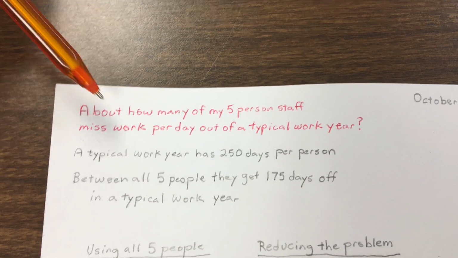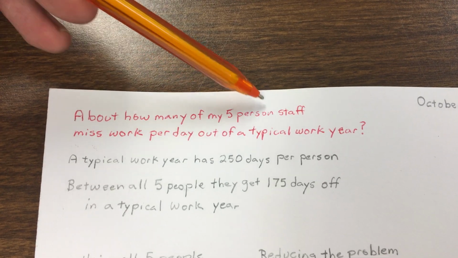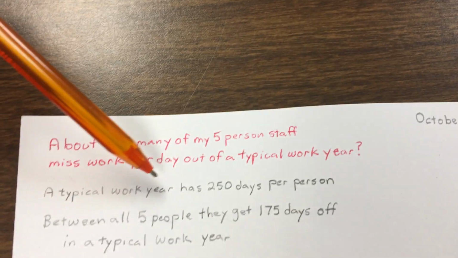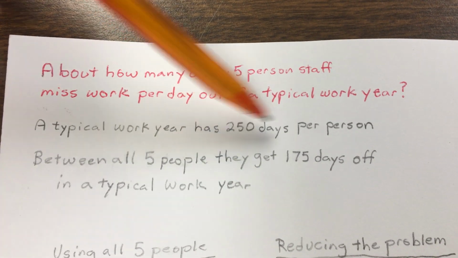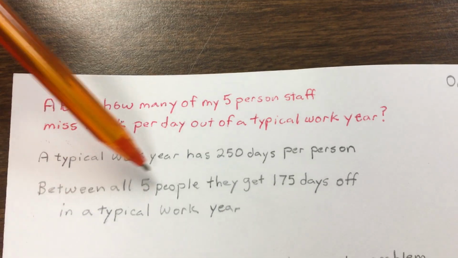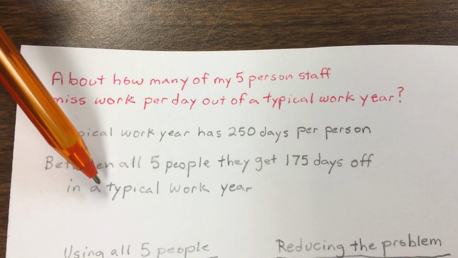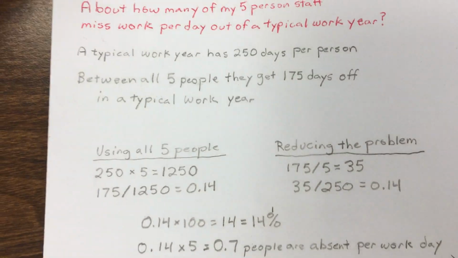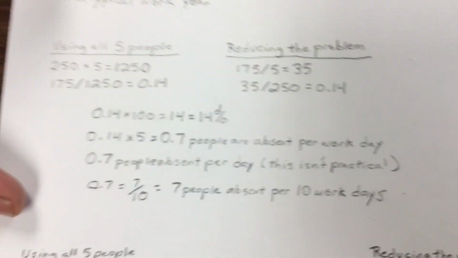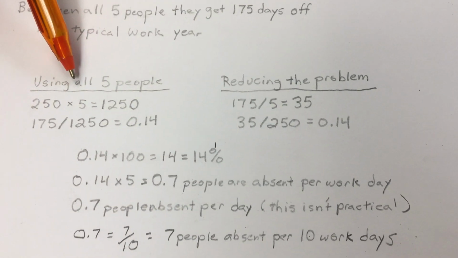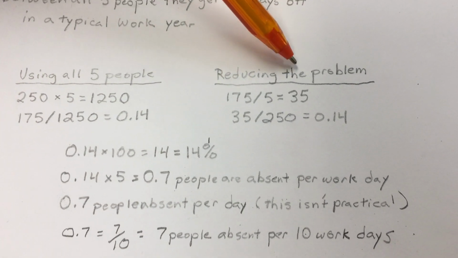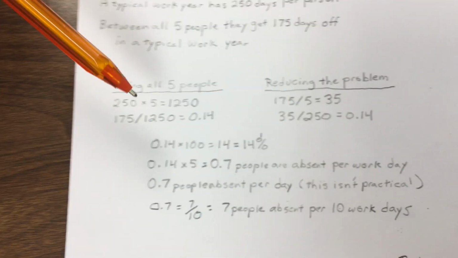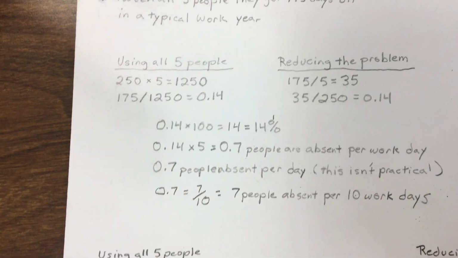Here was a question about how many of my 5-person staff miss work per day out of a typical work year. The typical work year in this case has 250 days per person. Between all 5 people, they get 175 days off in a typical work year. There are 2 ways we can handle this problem. We can either use all 5 people, or we can reduce the problem down to 1 per person. We're going to get the same number in this case, but I'm going to derive the equation from here, and I'll explain why for a second.